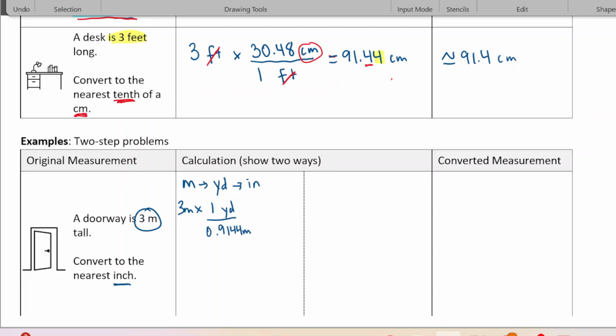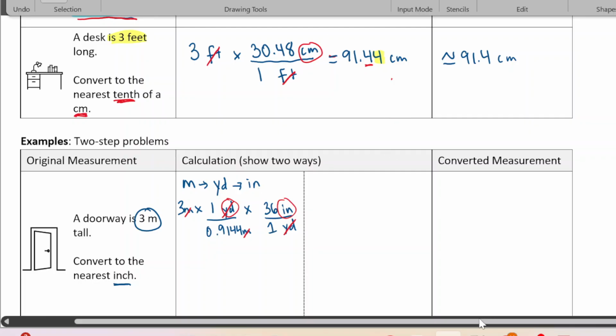0.9144 meters. And I'm going to multiply again, because now I'm in yards, because the meters have canceled. Now I'm going to multiply again by 36 inches in 1 yard. So now see the yards have canceled, and I'm left with what I need, which is inches. Okay, so this is how you would type that into your calculator.